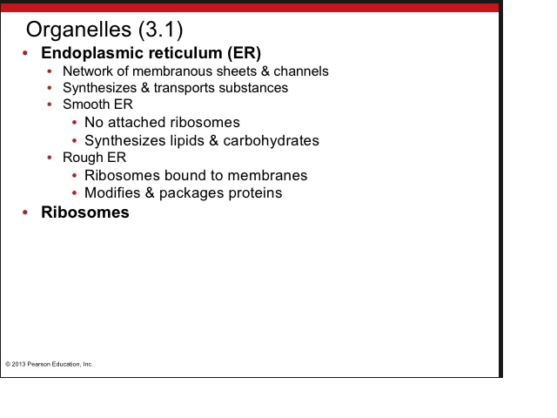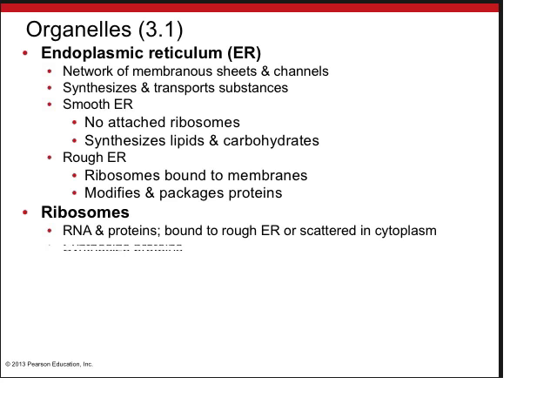Ribosomes actually build the proteins. They are made up of a conglomeration of RNA and protein. They are sometimes bound to the rough endoplasmic reticulum. They can also be found scattered in the cytosol. They are where proteins are manufactured.